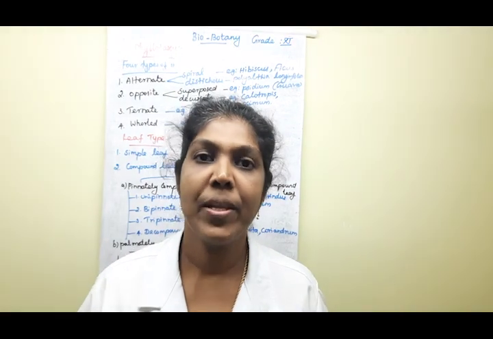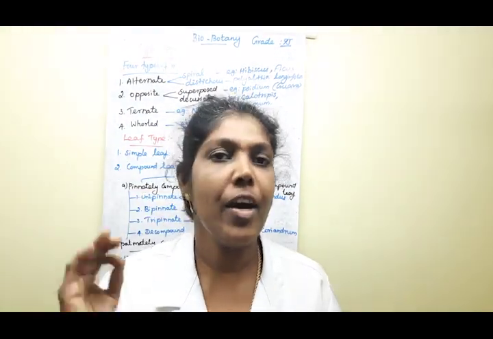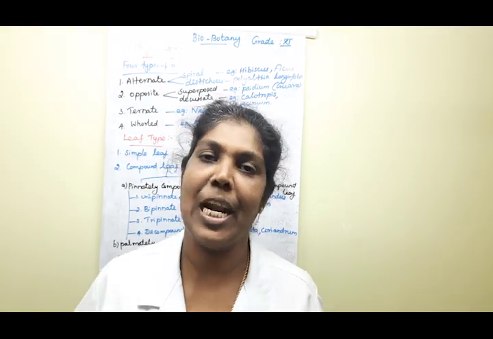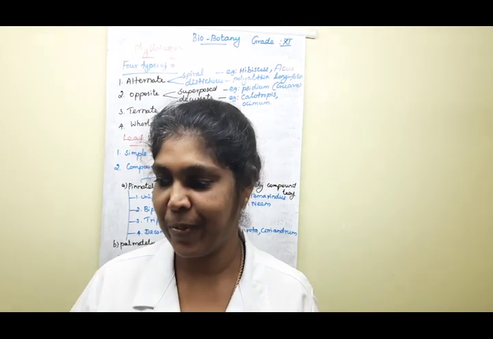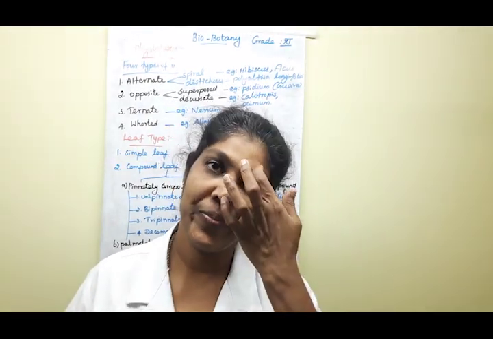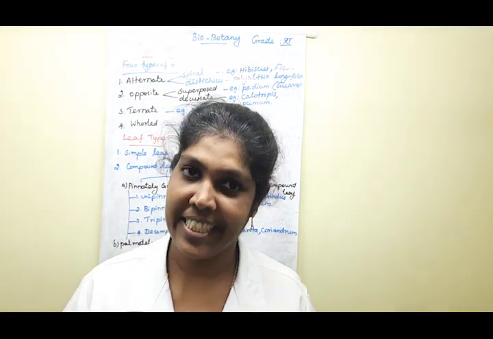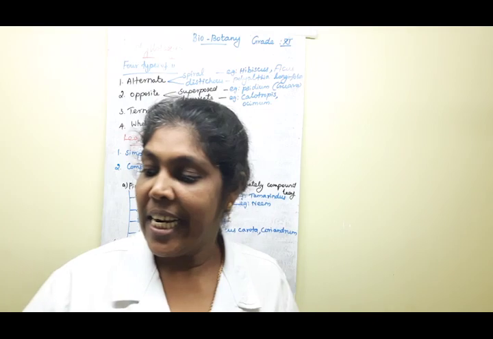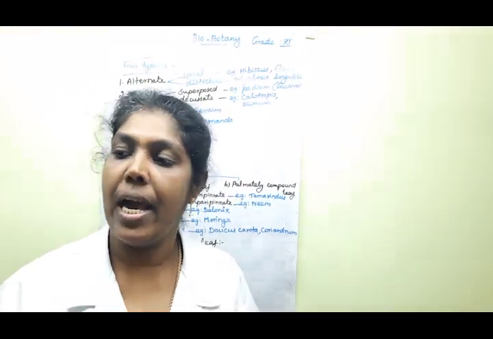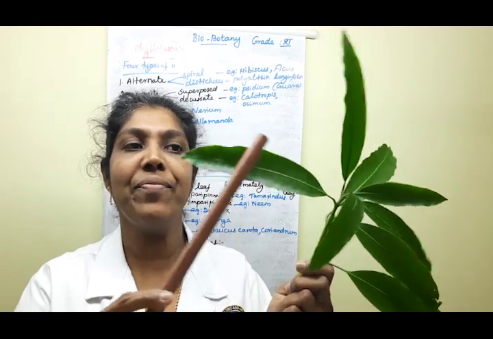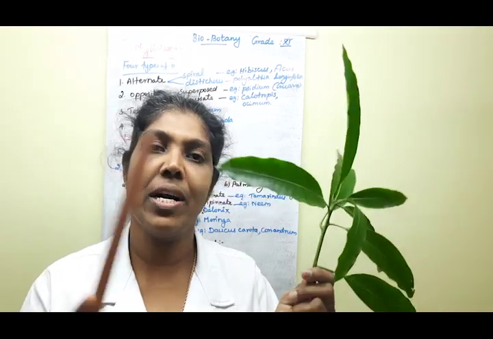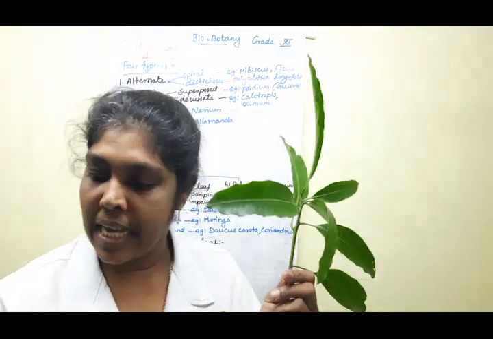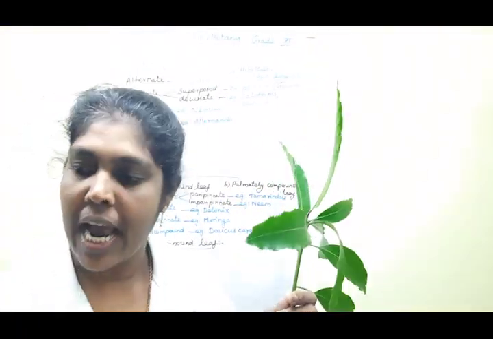Next we are moving to leaf type. How will you declare the leaf type? Please tell me. Have you any idea? Good, very good. One leaf. If only one leaf lamina or leaf blade region is present, then we declare it a simple leaf. Clear?